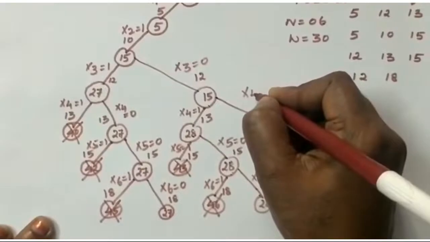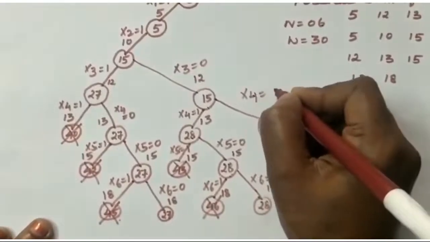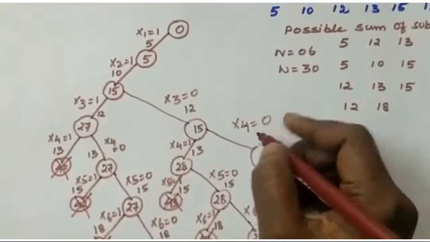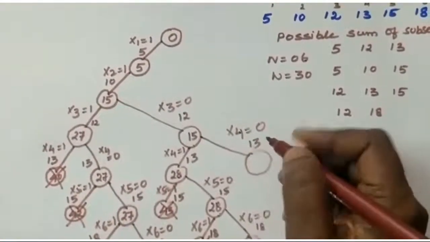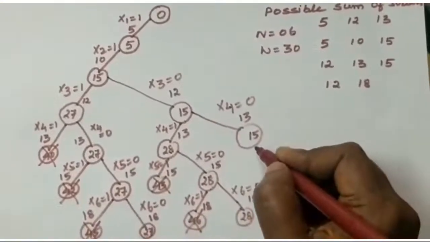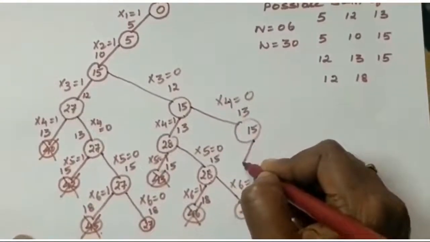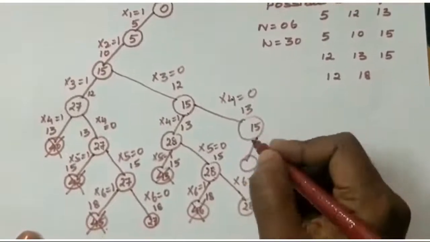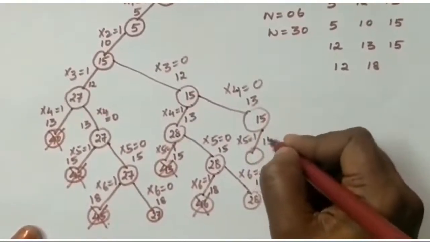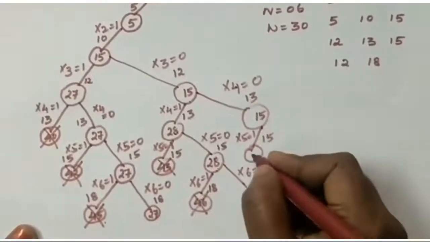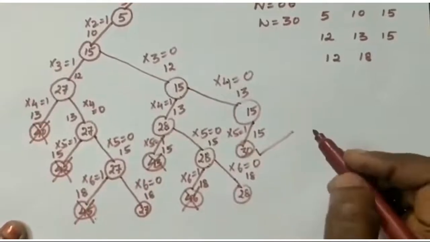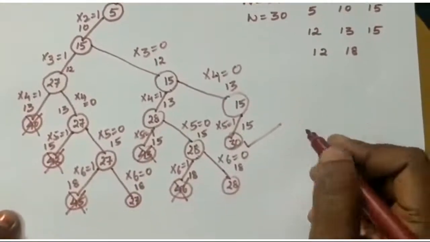x4 equal to 0. So x4 equal to 0, we are not going to include the item 13. So we will have the previous value as such, 15. Now we have to move on to the left hand side. We have to include the next level as x5 equal to 1. The fifth element is 15. So 15 plus 15, 30. So we have achieved the first sum of subset as 30.